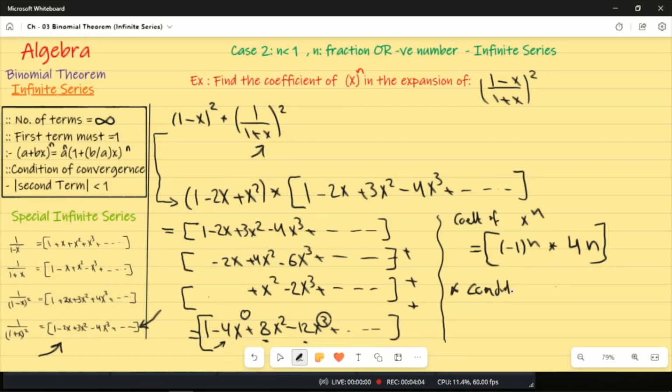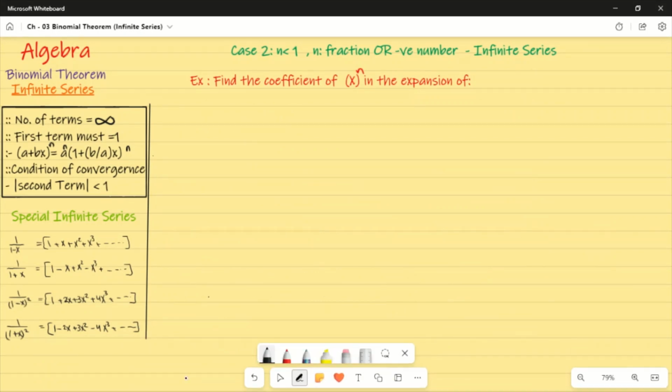And here our condition of convergence: absolute of x less than 1. So the domain of x, or the available values of the substitution of x, is between negative 1 and 1. Okay, let's move to the next example.